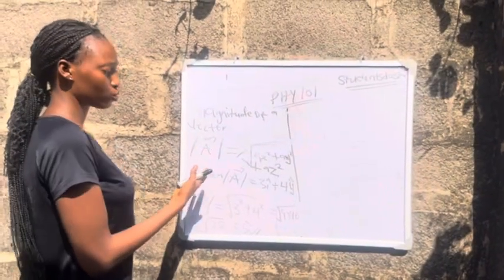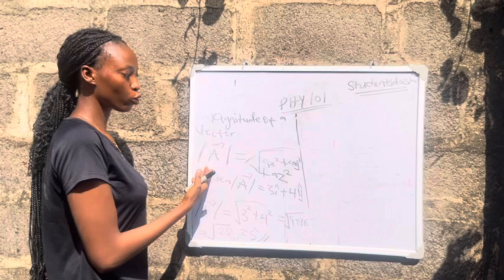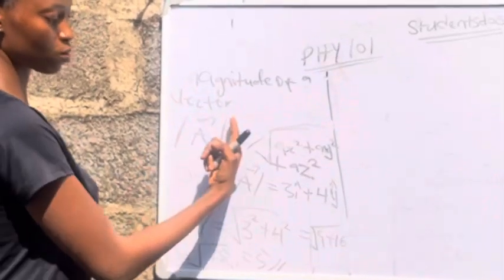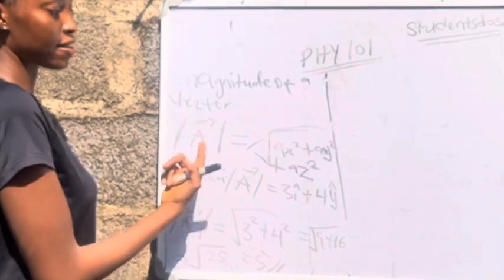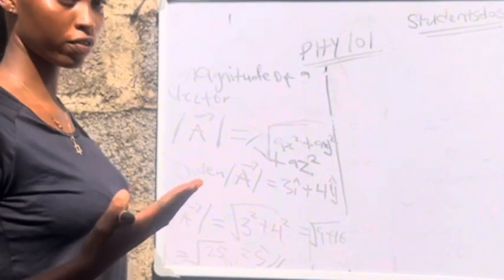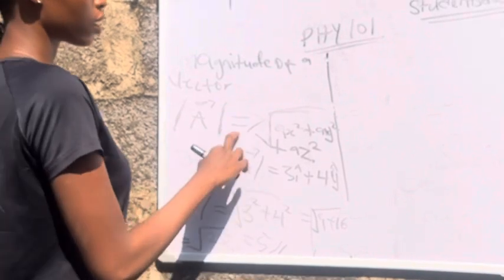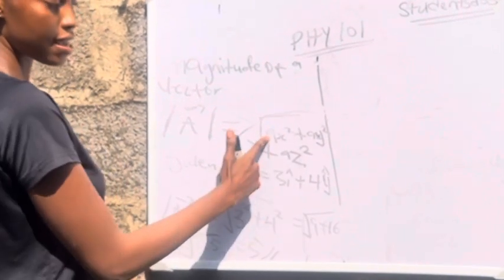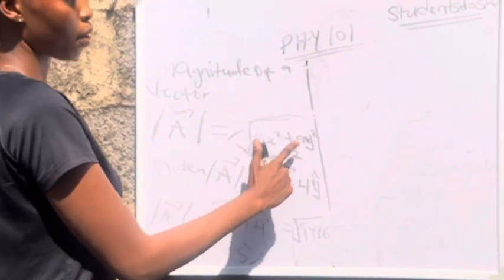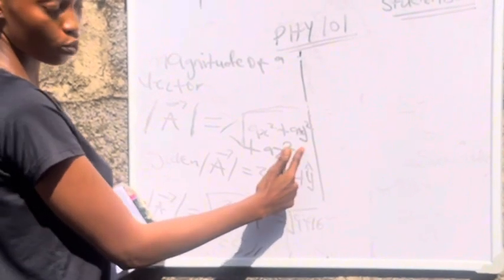Okay, let me go through it again so that you understand it better. These two lines are showing the magnitude, while this arrow here is signifying the direction of the vector. This A now, just like this. This is the formula for solving the magnitude of a vector: we have the square root of ax squared plus ay squared plus az squared.